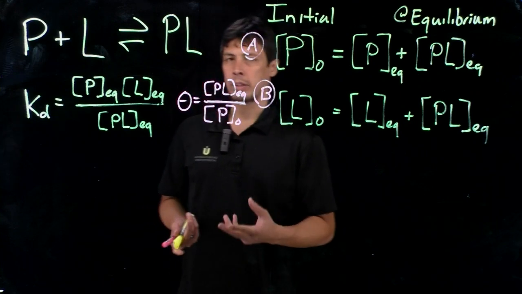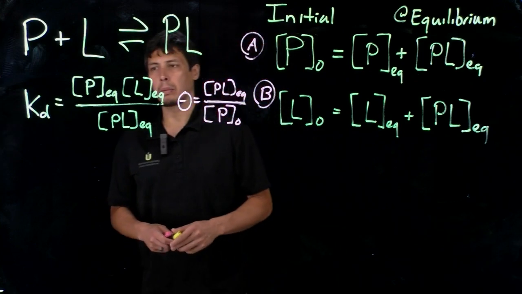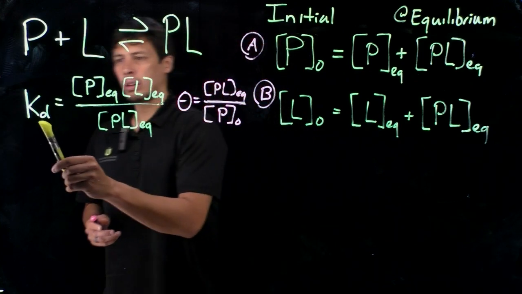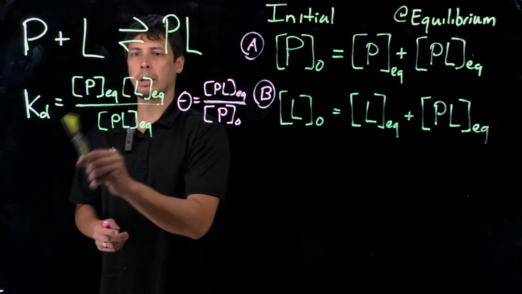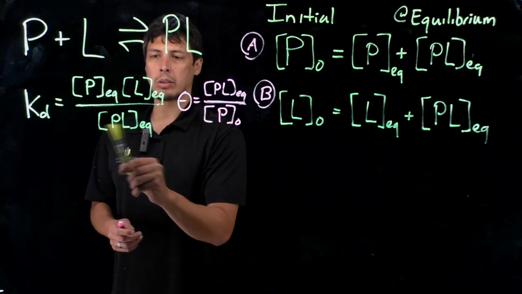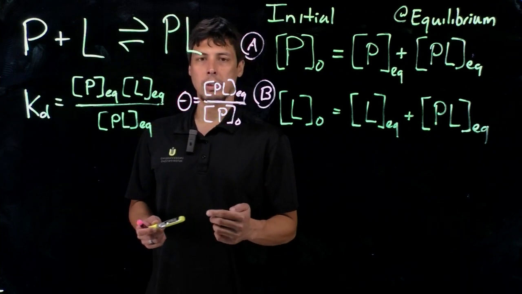Okay, so let's convert this into something usable. Let's convert this into the form that we know as the hyperbolic ligand binding equation. If we look, this all originates from the law of mass action. So Kd equals P_eq times L_eq over the protein-ligand complex equilibrium concentration.